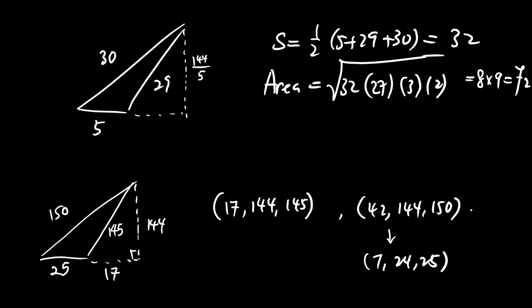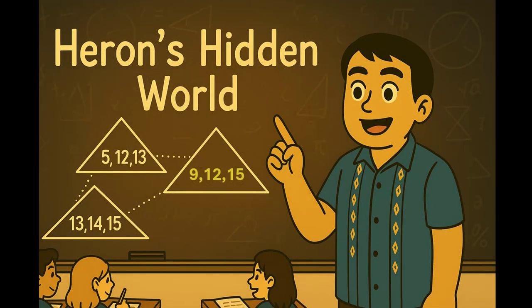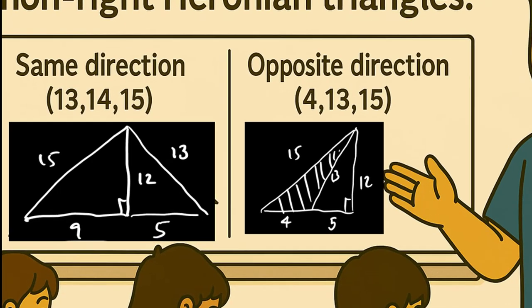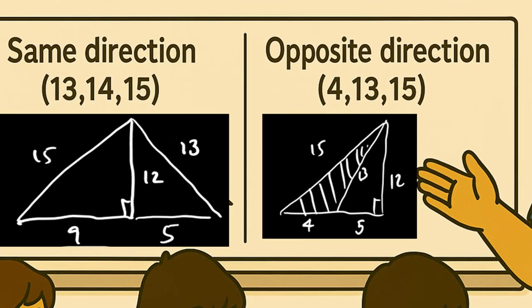So next time you teach or learn Heron's formula, don't stop at one example. Start from familiar right triangles, glue along the common height, or cut away the smaller triangle, and you will uncover a whole family of integer side, integer area triangles.